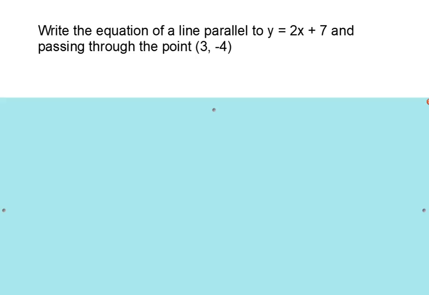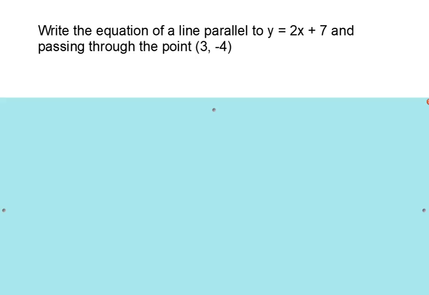In the last video, we talked about what we know about equations of parallel and perpendicular lines. We learned that parallel lines are lines that have the same slope, and perpendicular lines are lines that have opposite and reciprocal slopes. So we're going to use that information to write equations for parallel and perpendicular lines. We're going to start with this one.